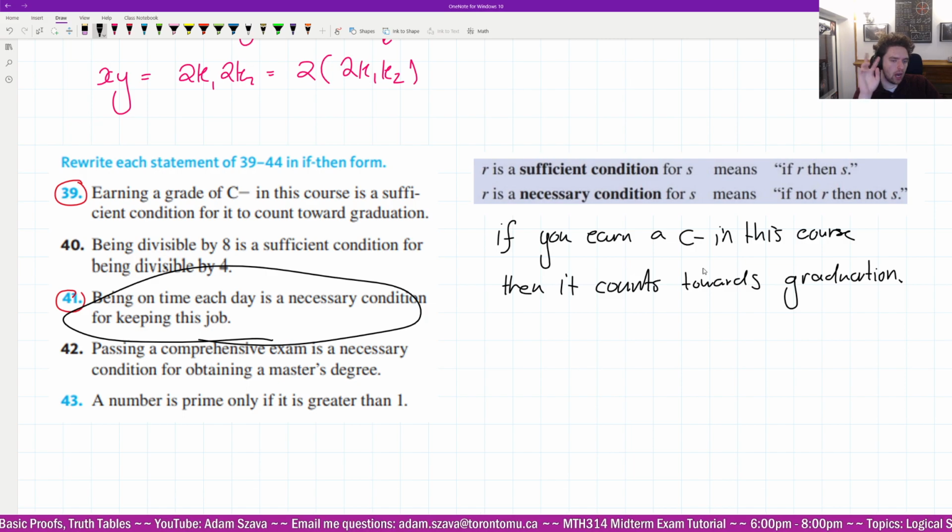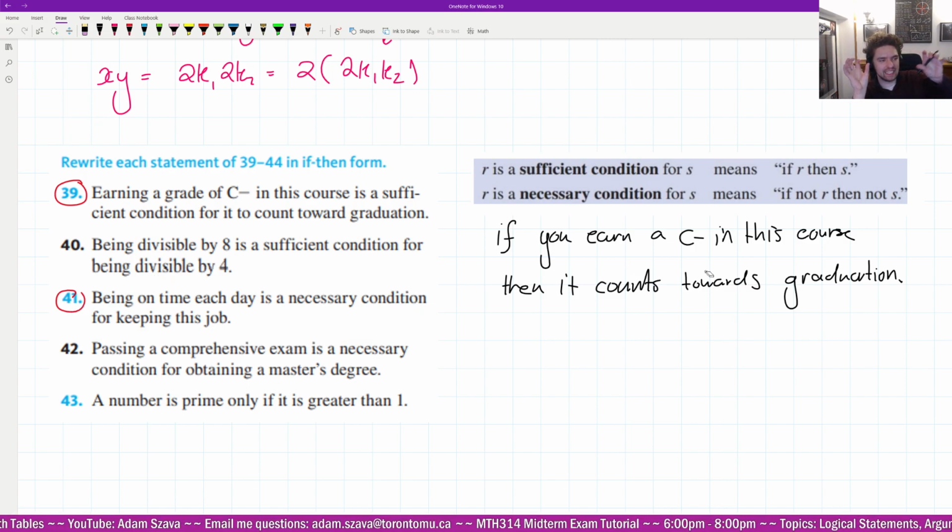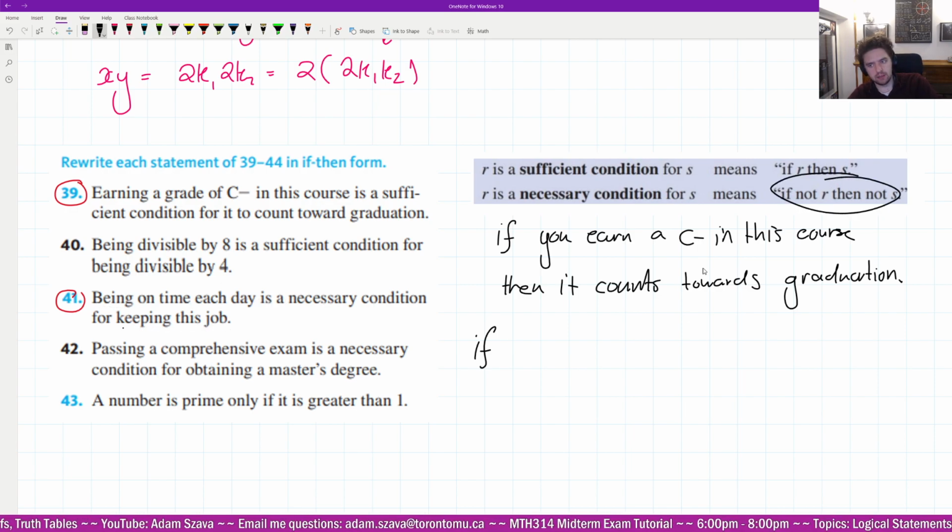Necessity is kind of the opposite way around. If something happened, then by necessity, something else happened. So being on time each day is necessary to keep the job. If R is necessary to keep the job, that means if you're keeping the job, you must be on time each day. So you see how the event implies that something had to happen. If you're keeping the job, you had to be on time each day. Well, I guess you can write it like this, but being on time is a necessary condition to keep the job. I guess this is a little bit more precisely what's going on: if not R, then not S.